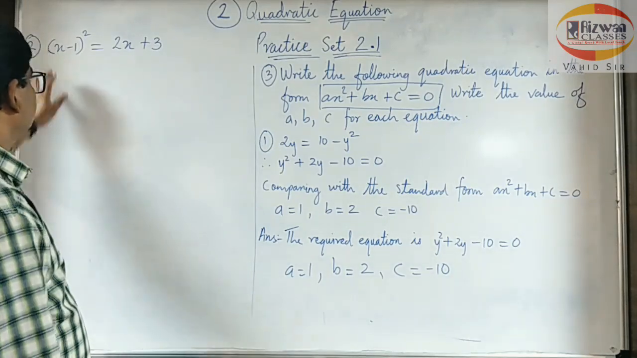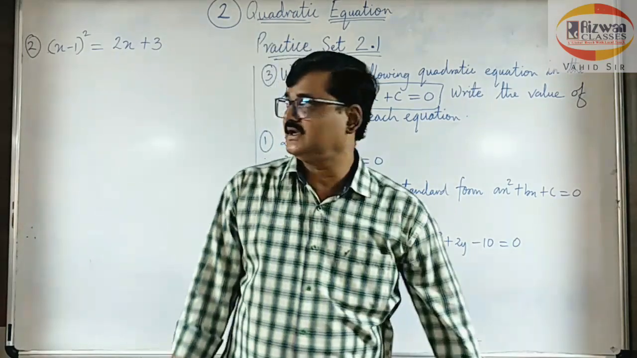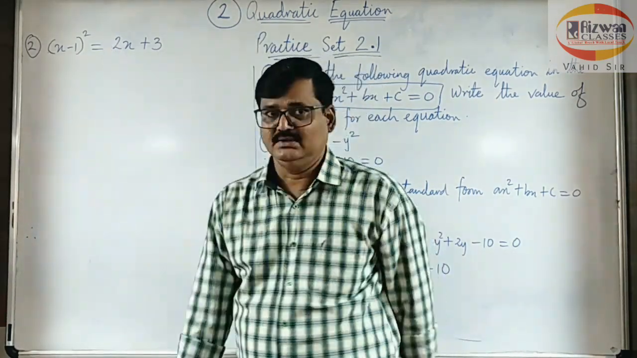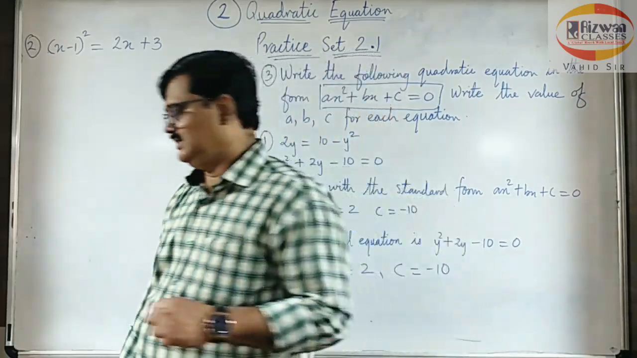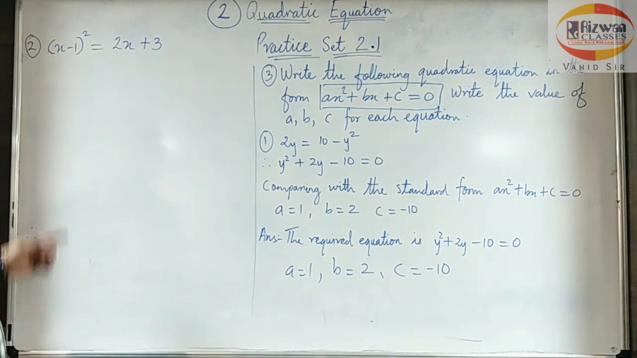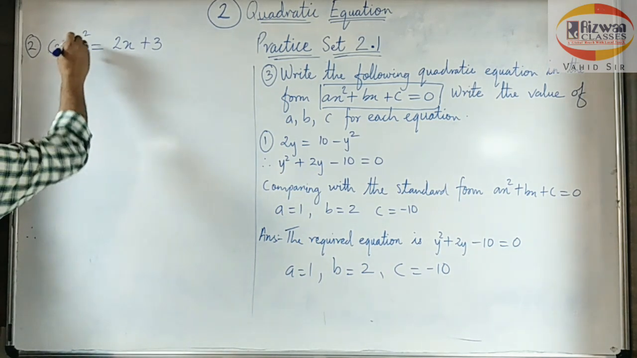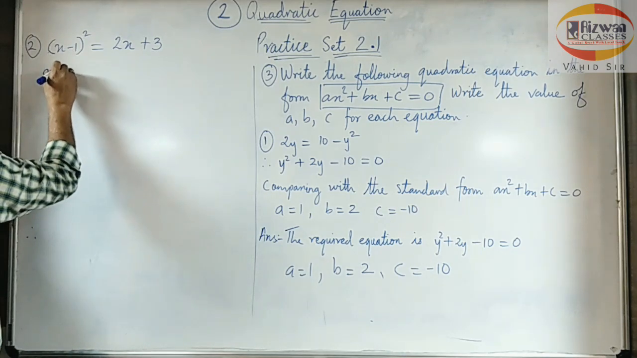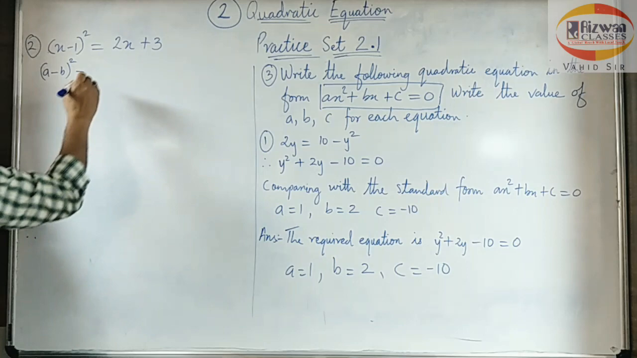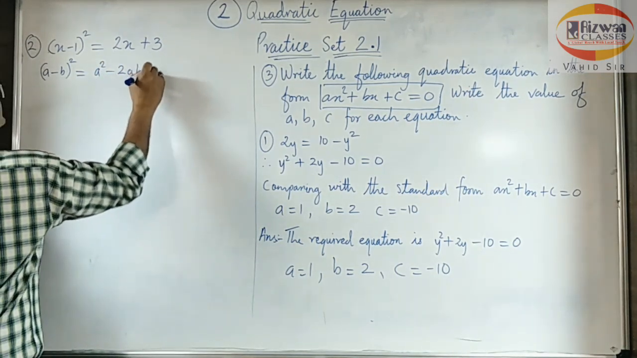If you go to question number 2, question number 1 was a very simple form, but question number 2 is: x minus 1 the whole square is equal to 2x plus 3. Now here, this equation first has to be put into the standard form. You can see that x minus 1 the whole square is like a minus b the whole square. You have studied this formula. Do you remember this? I'm writing this formula: a square minus 2ab plus b square.